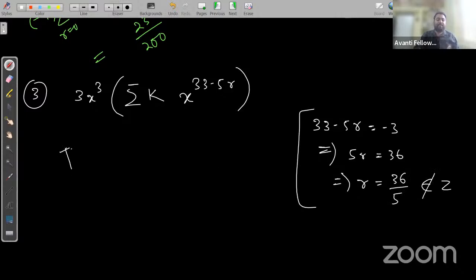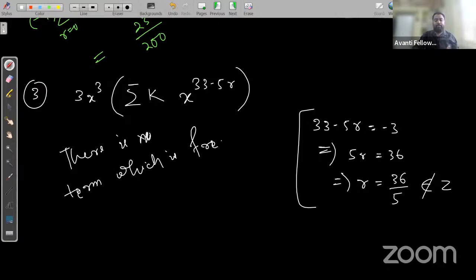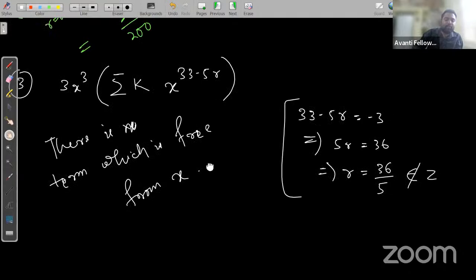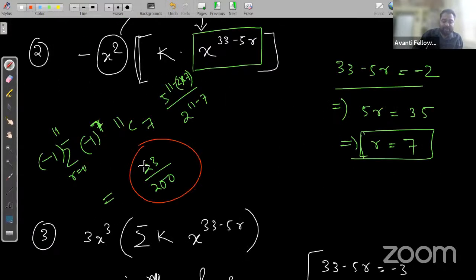That means there is no term which is free from x. Okay, so what is the answer? So the final answer is 23 upon 200. This is your answer. 23 upon 200 is your answer.